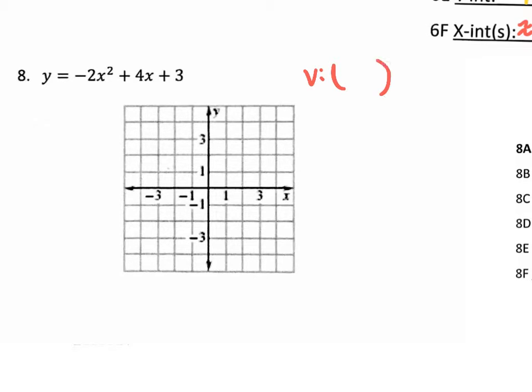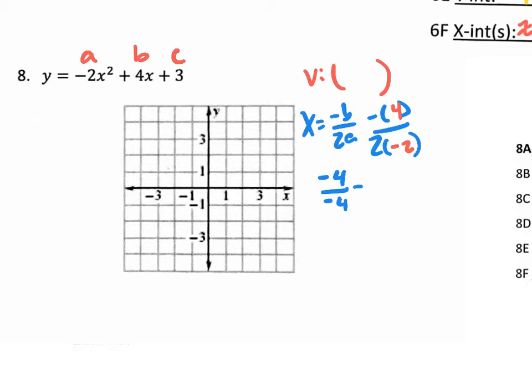Vertex. X equals -b over 2 times a, negative parenthesis over 2 times parenthesis. B value is 4, a value is -2, c value is 3. We don't care about 3. So we have a 4 for b. Our a value is -2. Let's do this math. Up on top, you get a -4. On the bottom, you also get a -4, which means that your vertex x value is +1.